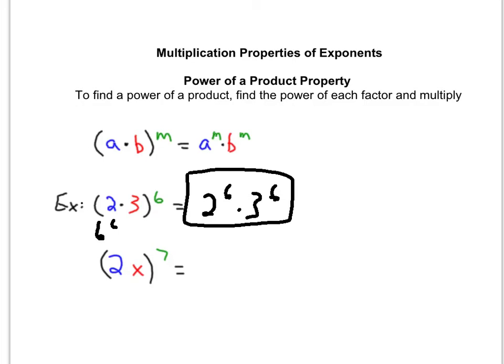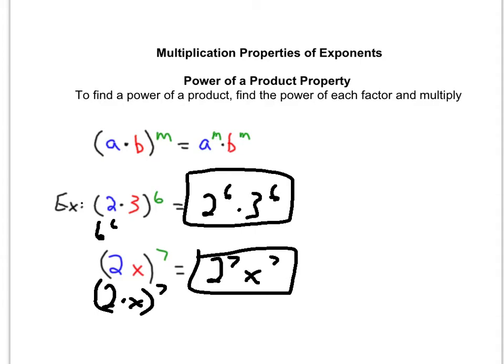And the reason why that's important to know is because we want to simplify these things and we have variables involved. We need to know how this applies with our variables. So 2 times x to the 7th power is the same as 2 to the 7th times x to the 7th.